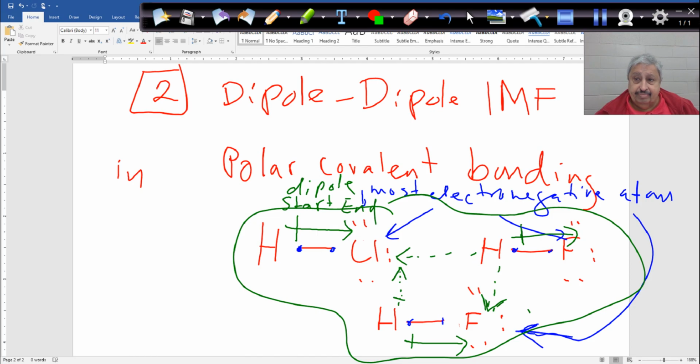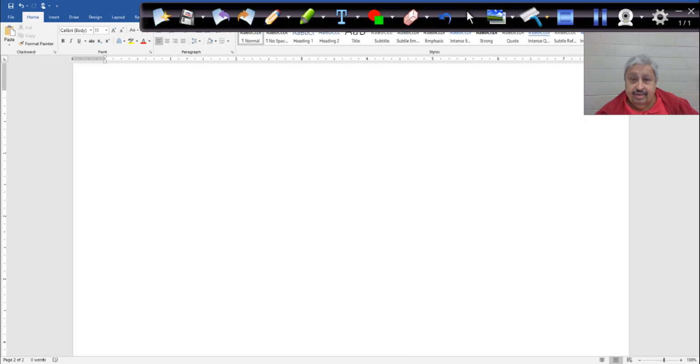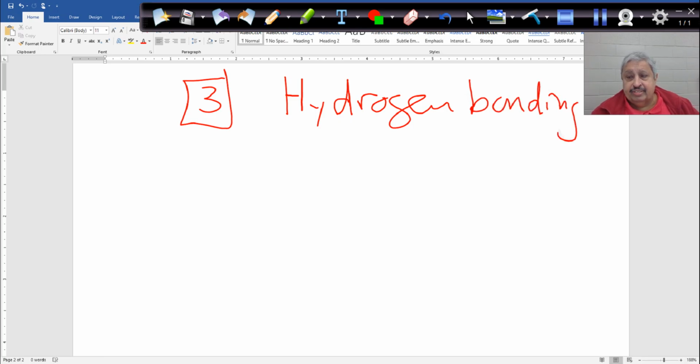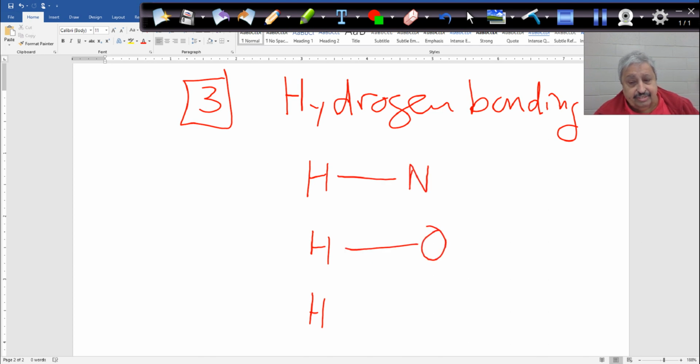So number three, we have hydrogen bond. Well, hydrogen bonding is nothing mysterious. We have hydrogen. This hydrogen can connect itself to a nitrogen atom, or can connect itself to oxygen, or can connect itself to fluorine.